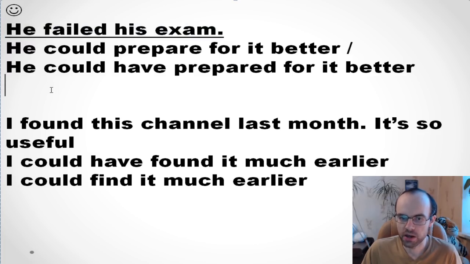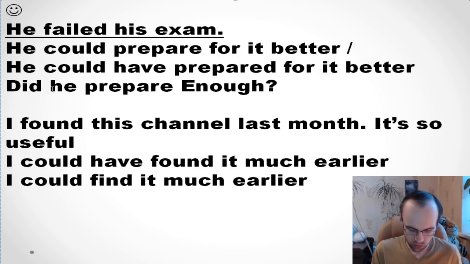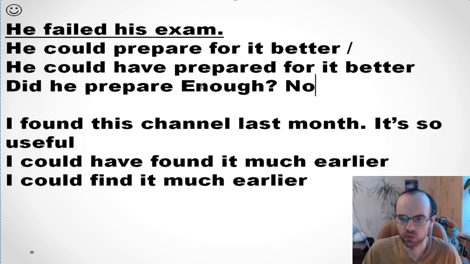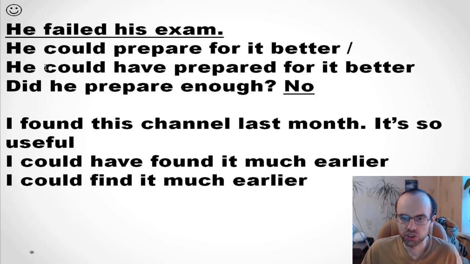So, did he prepare enough? No. So he didn't prepare enough. So we know that it didn't happen, and we use this structure for unreal. Could have. He could have prepared for it better. So we can say it because we know that it didn't happen.